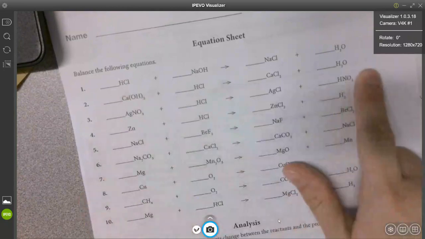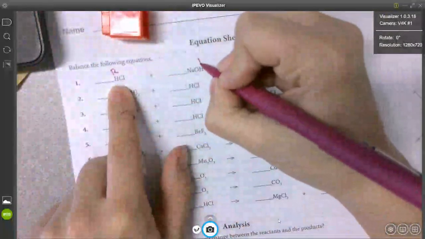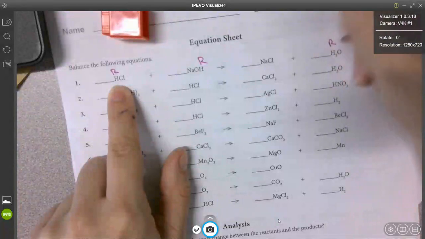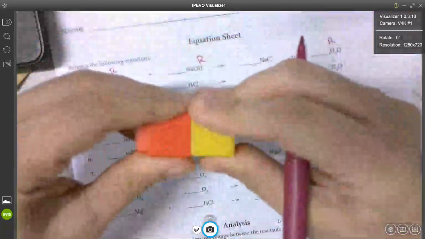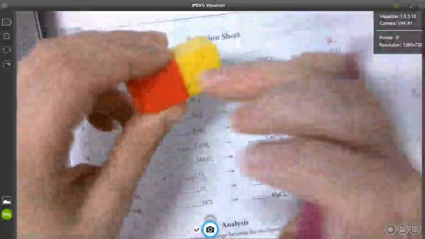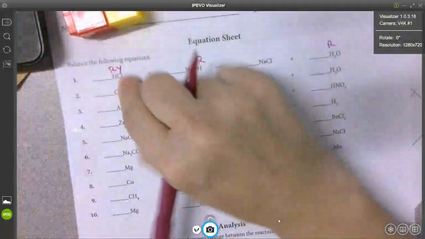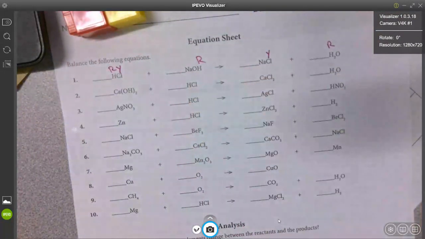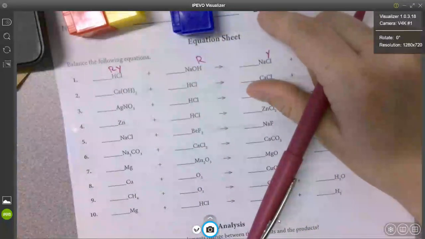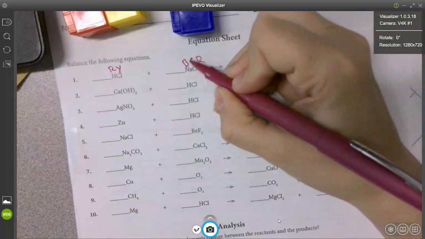So when we look at our first equation, let's go ahead. I'm going to say hydrogen is red. So all my hydrogens I'm going to label red. Chlorine is going to be yellow, and I'm just choosing these colors. Nothing's telling me, nothing's guiding me. I'm just choosing these colors as my representation. So I have chlorine over here and a chlorine over here. Sodium is going to be blue. And green will be our oxygen.